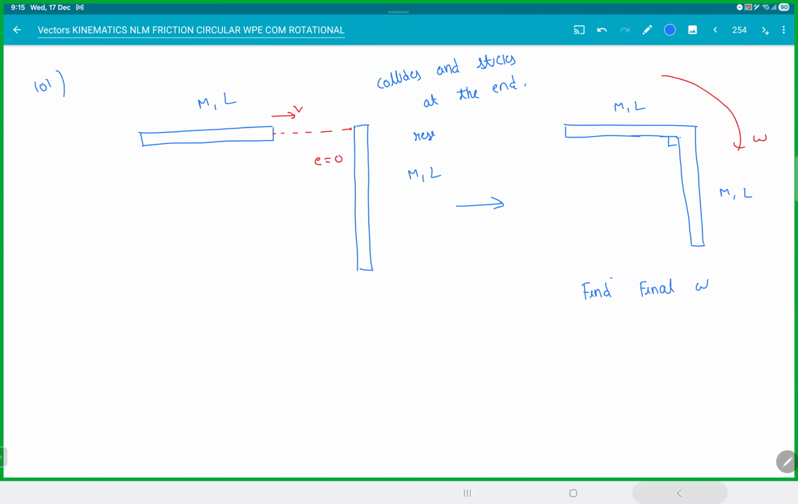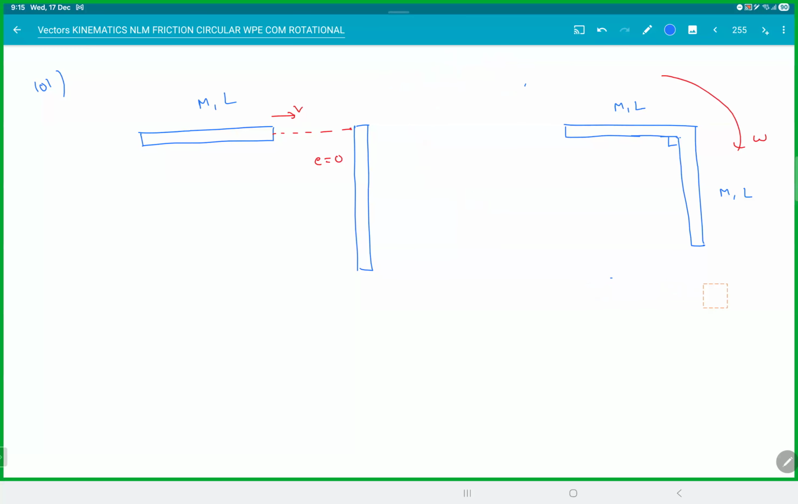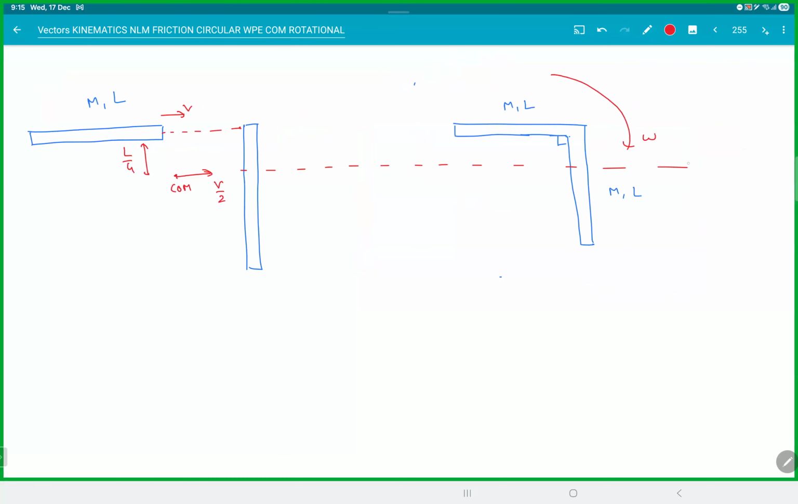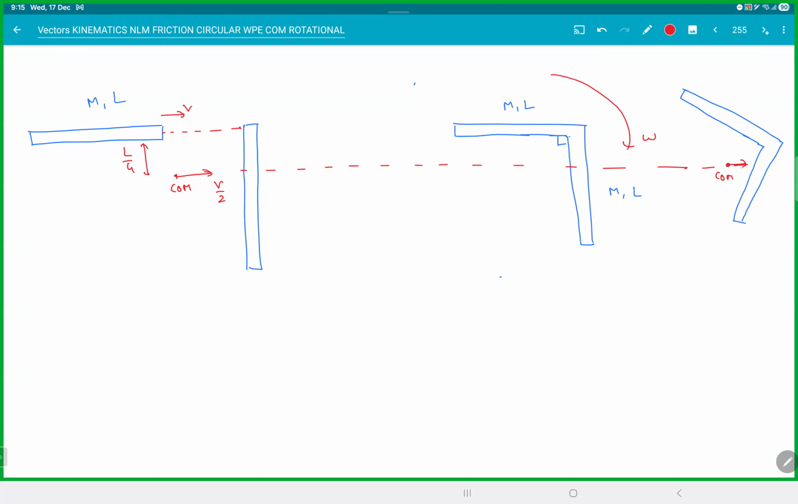Let's see. Here there is one point which will go undeviated, the center of mass. When it is about to collide, the center of mass will be somewhere here. This distance will be L by 4. So the center of mass will go with the velocity of V by 2. So this is going in a straight line, and about this point the whole thing is rotating. If you try to draw the picture after some time, it will become like this, but the center of mass will be somewhere here. So the center of mass does not care. It will just keep going in a straight line independent of everything.